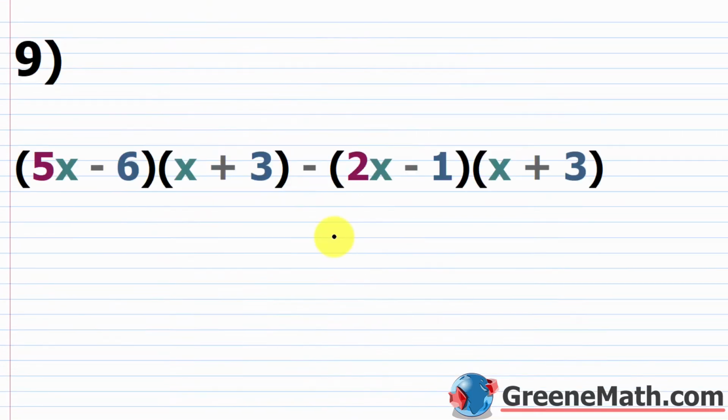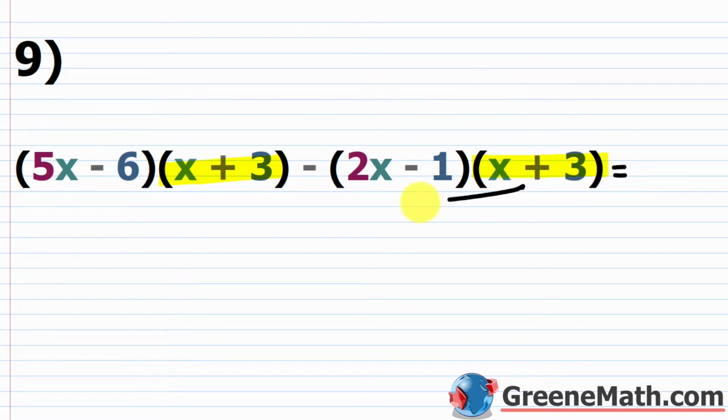All right, now we're on problem number 9. So we have the quantity 5x minus 6 times the quantity x plus 3. And then minus, we have the quantity 2x minus 1 times the quantity x plus 3. All right, so we have this one right here and this one right here. So that's the common binomial factor. So I'm just going to pull that out.